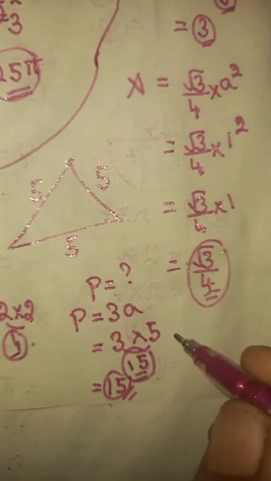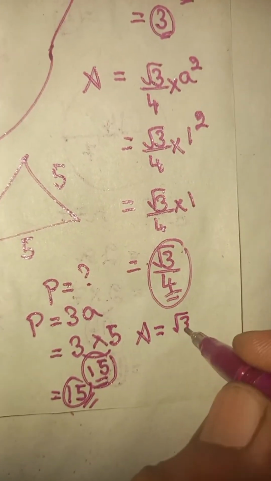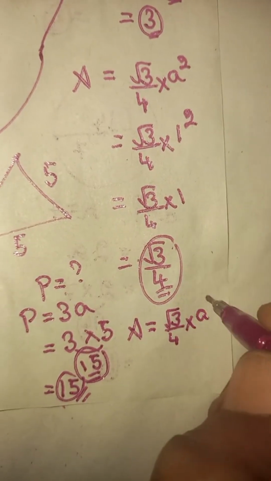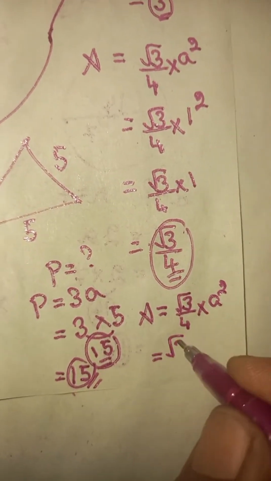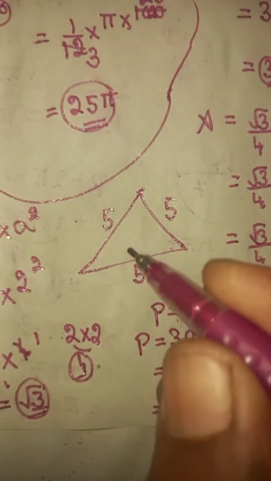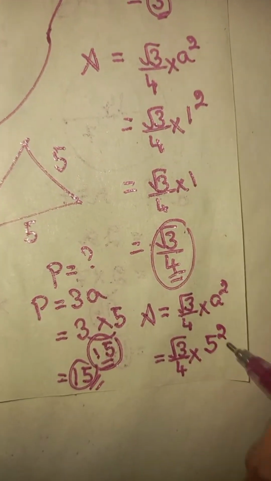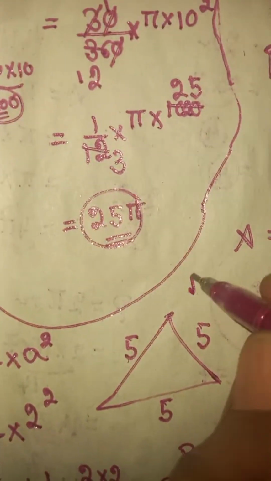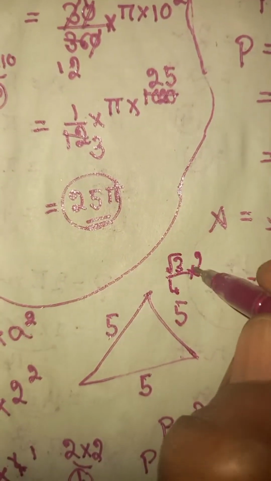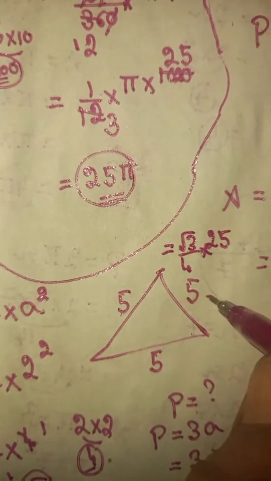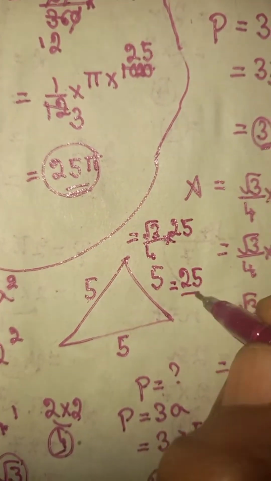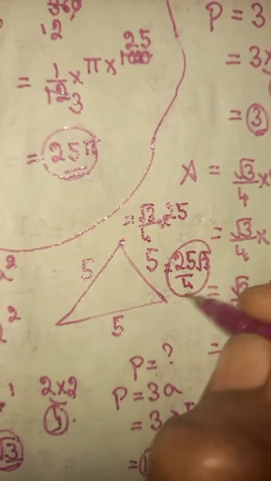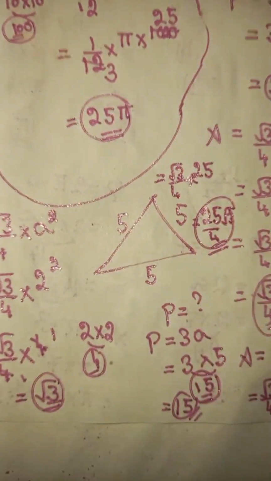Now let's find the area of this triangle. Root 3 by 4 times a square. That means root 3 by 4 times 5 square. 5 square is 5 times 5, 25. So it becomes root 3 by 4 times 25. This is equal to 25 by 4 root 3 square units. That is the complete area of this triangle.